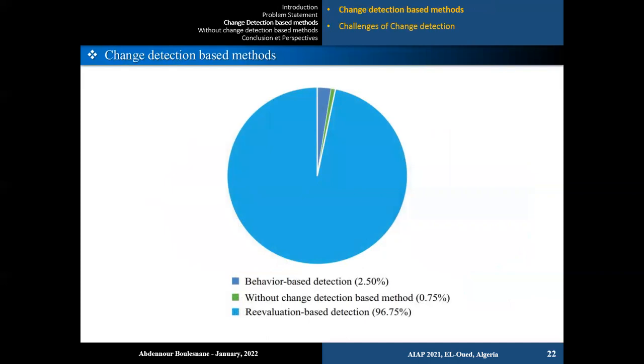Indeed, in the literature, the detection of change based on reevaluation is considered to be the most used method. By examining 400 scientific papers related to solving dynamic optimization problems, it was found that 96% are reevaluation-based detection, and 2% are behavior-based detection. However, despite the efficiency of this method, they are still impractical in front of many difficult changes, such as partial, fast, and noisy environments.